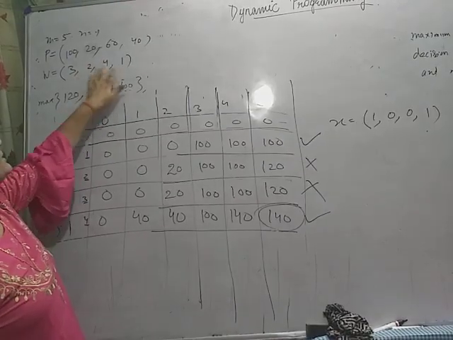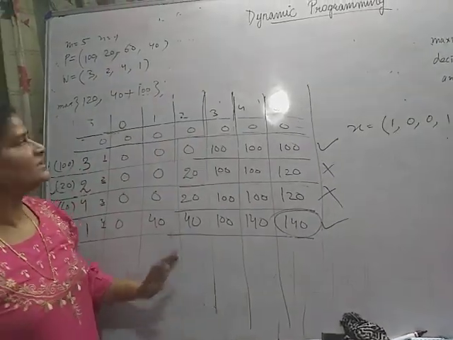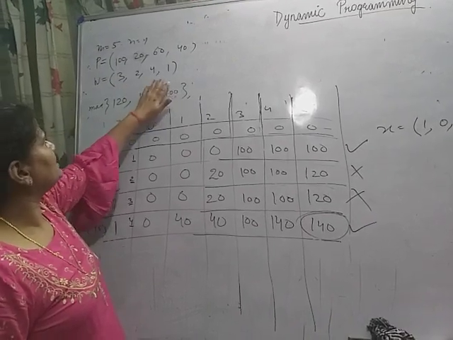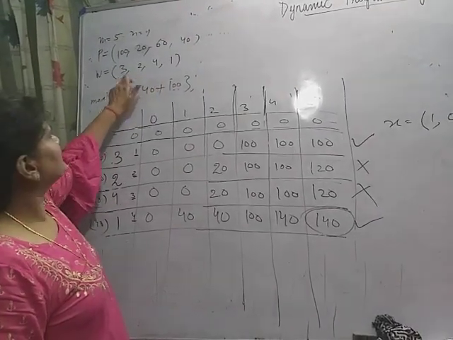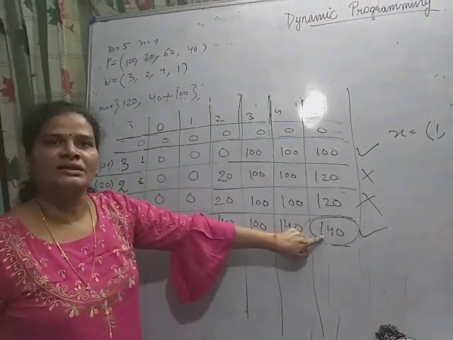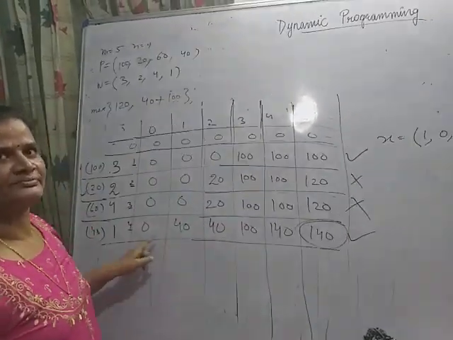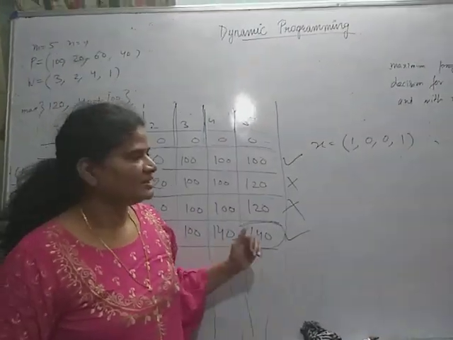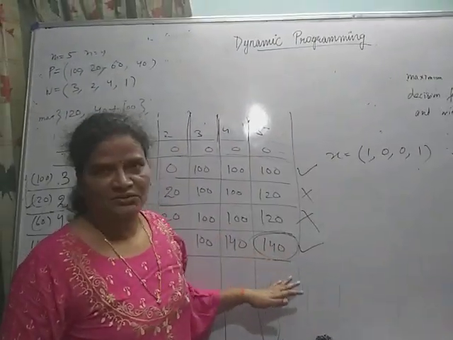You can see the weights are 3 plus 1, 4, and the capacity is 4. The profit 100 plus 40 gives 140 as the total profit. Okay, so this is the solution vector. Now you can solve the problems and practice it. Okay. Thank you.